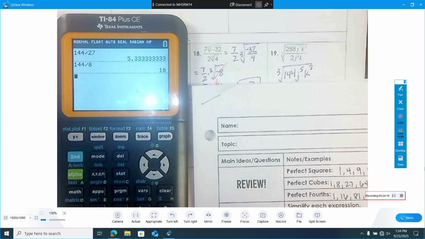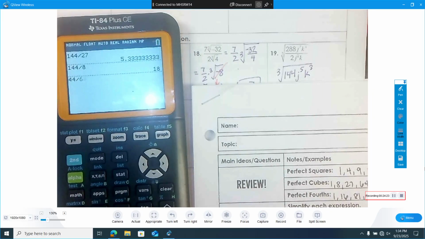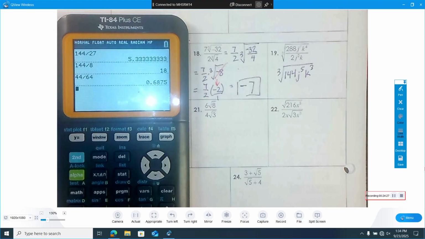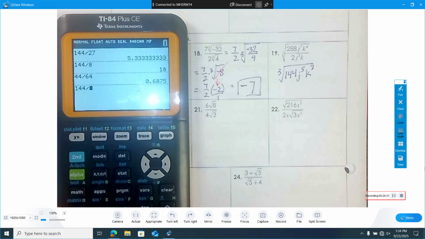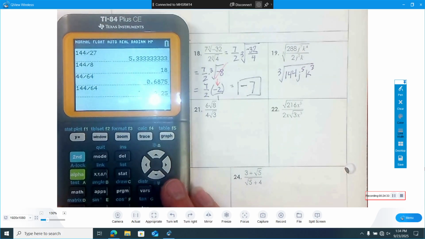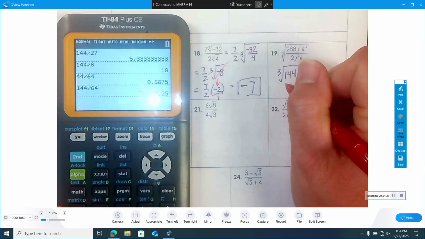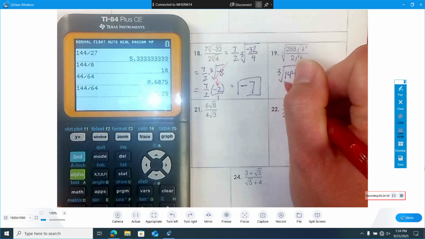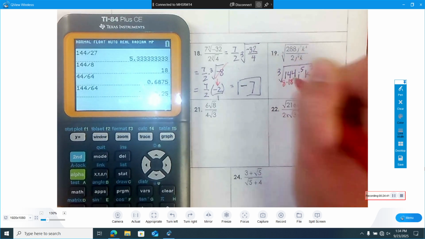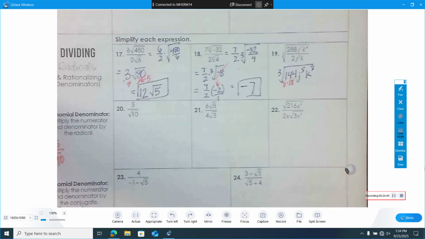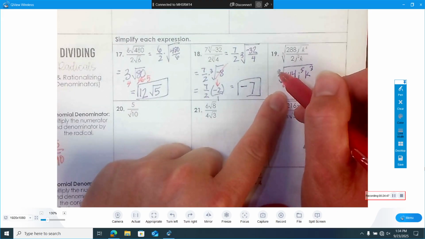Oh, 8 times 18? 144 divided by 64? No. Okay, so 8 and 18. 144 divided by 64. Okay, all right. So it looks like it's 8. Okay, so 144 is 8 times 18. All right, so what is the cube root of 8?